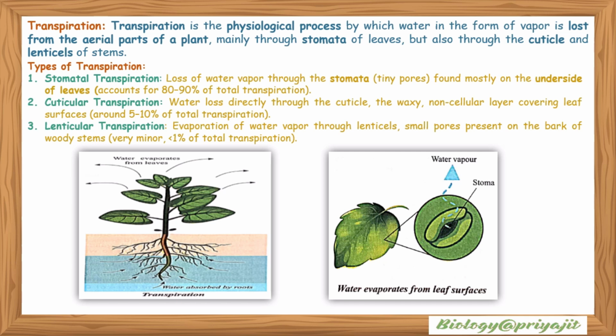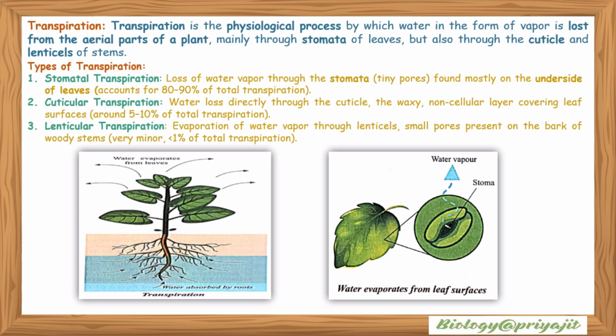Types of transpiration: basically three types of transpiration are found. Stomatal transpiration: loss of water vapor through the stomata, which are tiny pores found on the leaf surface, mostly on the underside of the leaves, accounts for more or less 80 to 90% of total transpiration.